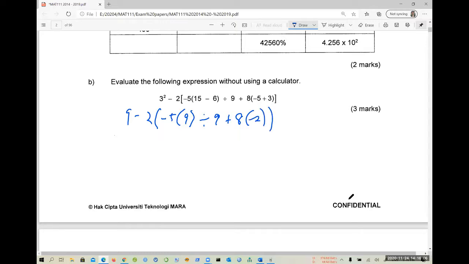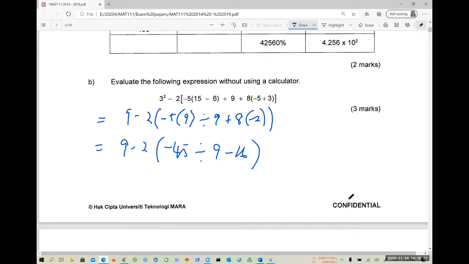Okay, so this gives you 9 minus 2, and then negative 5 times 9, so you get negative 45. And then divide by 9 plus, and then 8 minus 2, this one is going to be negative 2. So this is going to be negative 16.